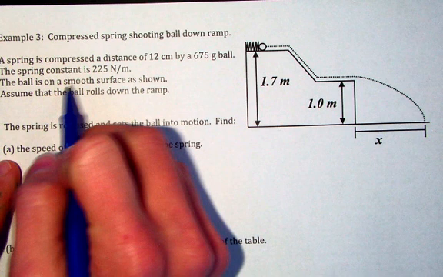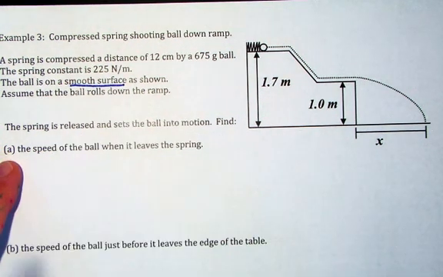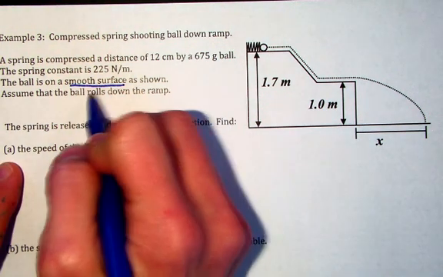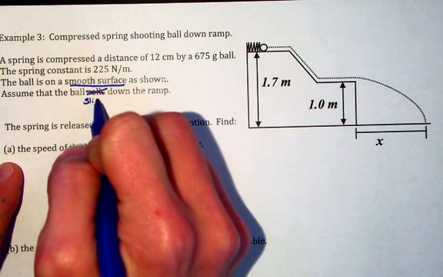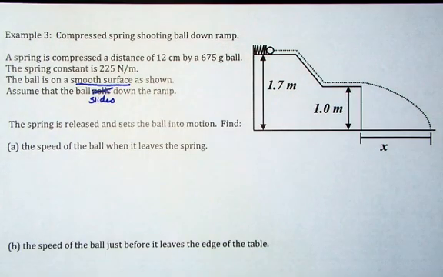So here's a couple other things. The ball's on a smooth surface, so what does that mean? No friction, so we're not losing any energy due to friction. The other thing, we are not assuming the ball rolls down the ramp. We're going to assume the ball slides down the ramp. It needs to be able to slide down the ramp because in order for a ball to roll, there has to be some friction.